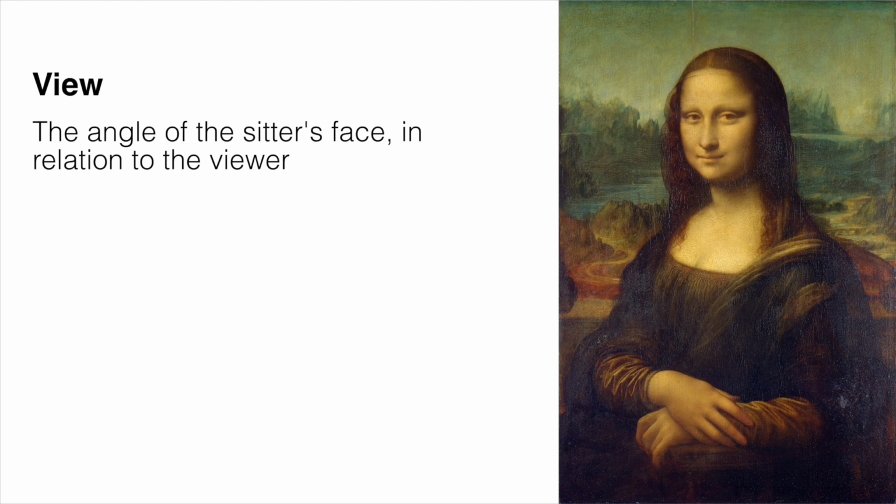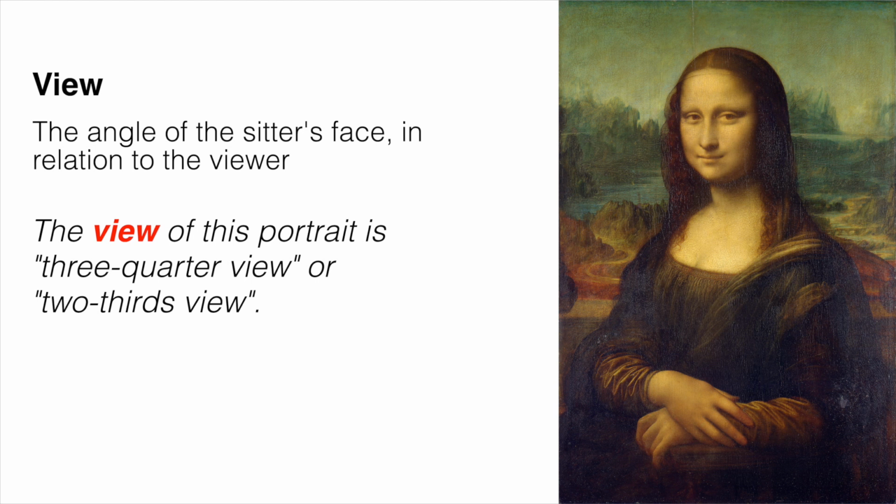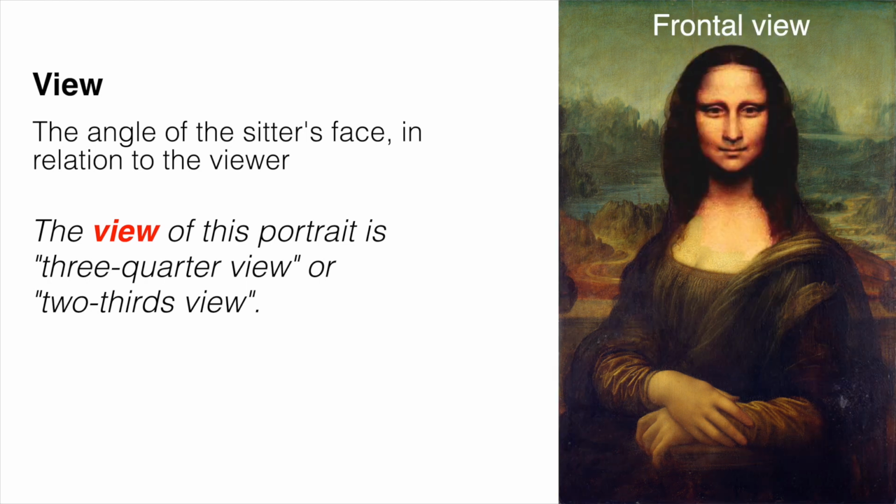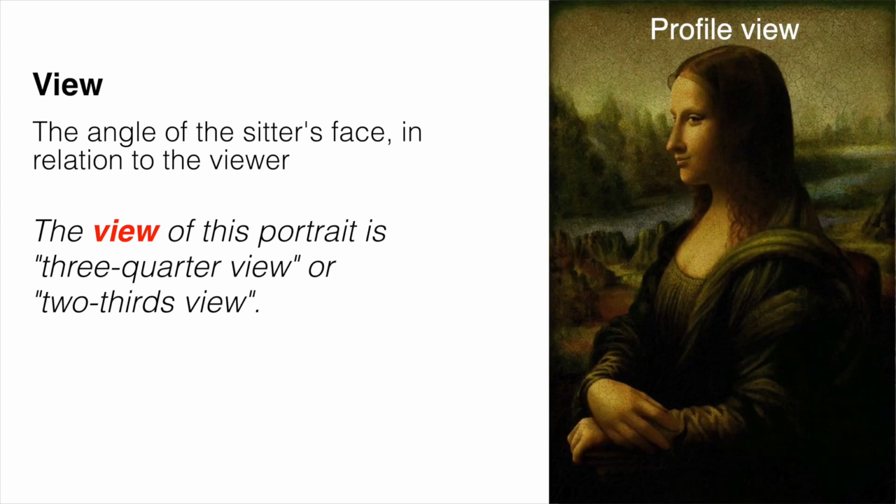The view of a portrait is the angle of the sitter's face in relation to the viewer. What view is shown in this portrait? The view of this portrait is three-quarter view or two-thirds view, which means the sitter's head is posing in between frontal view, where the sitter is facing directly forwards, and profile view, where the side of the sitter's face is shown.